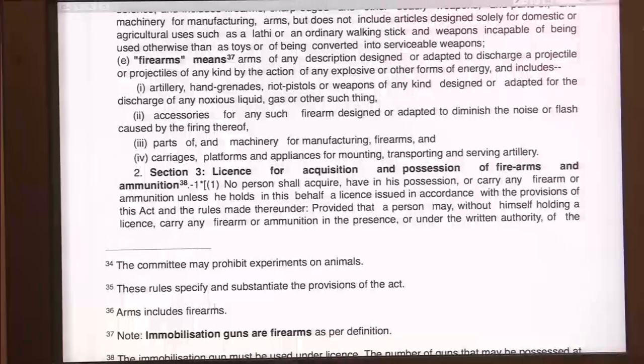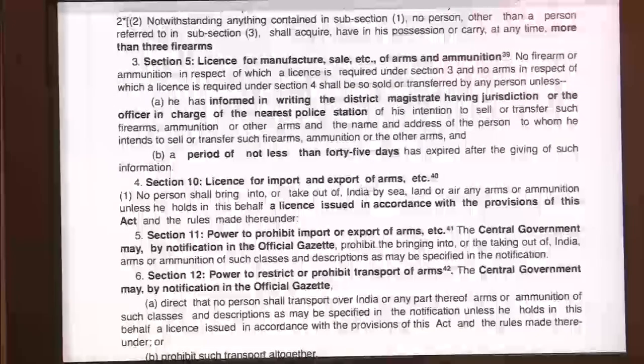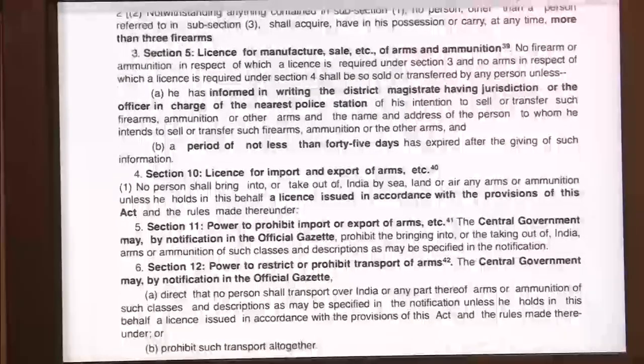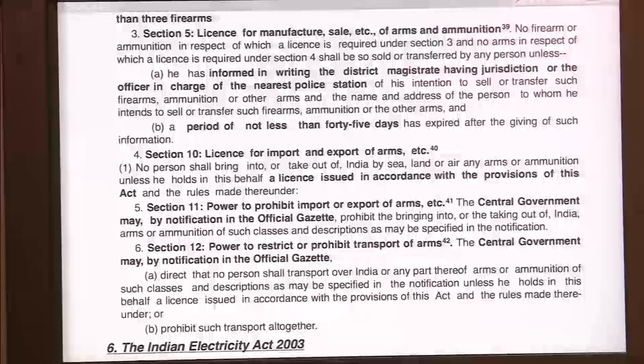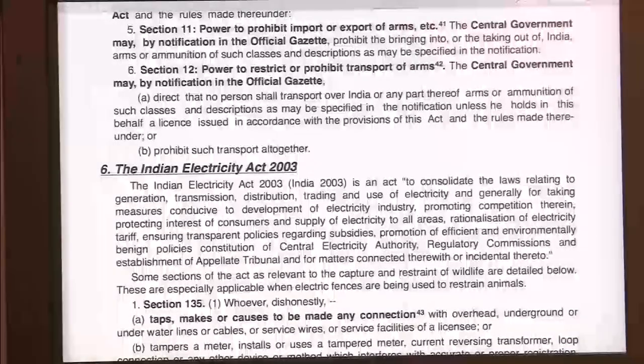Now, in certain areas the rules have been relaxed a bit, but in general you require a license for the possession of firearms and ammunition. You cannot have more than 3 firearms at any time. Then the manufacture, sale, etcetera of these arms and ammunition requires a license, and import and export of these arms also require a license. And then there is power to prohibit import and export of arms by the central government, and also a power to restrict or prohibit the transportation of arms.